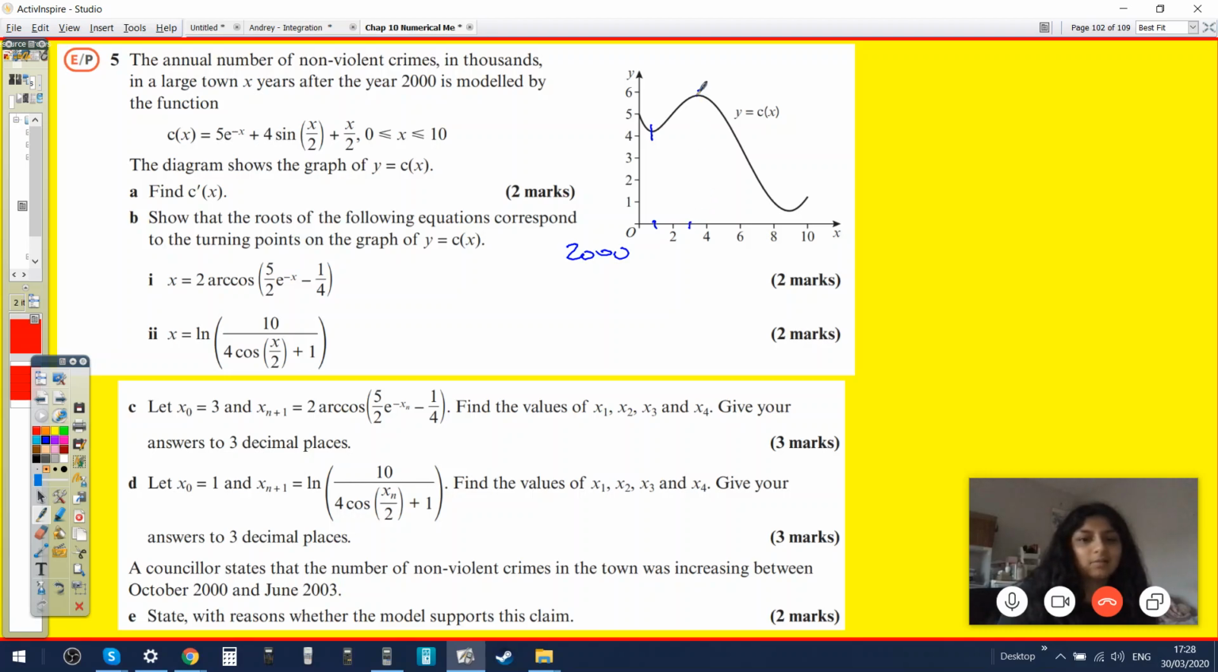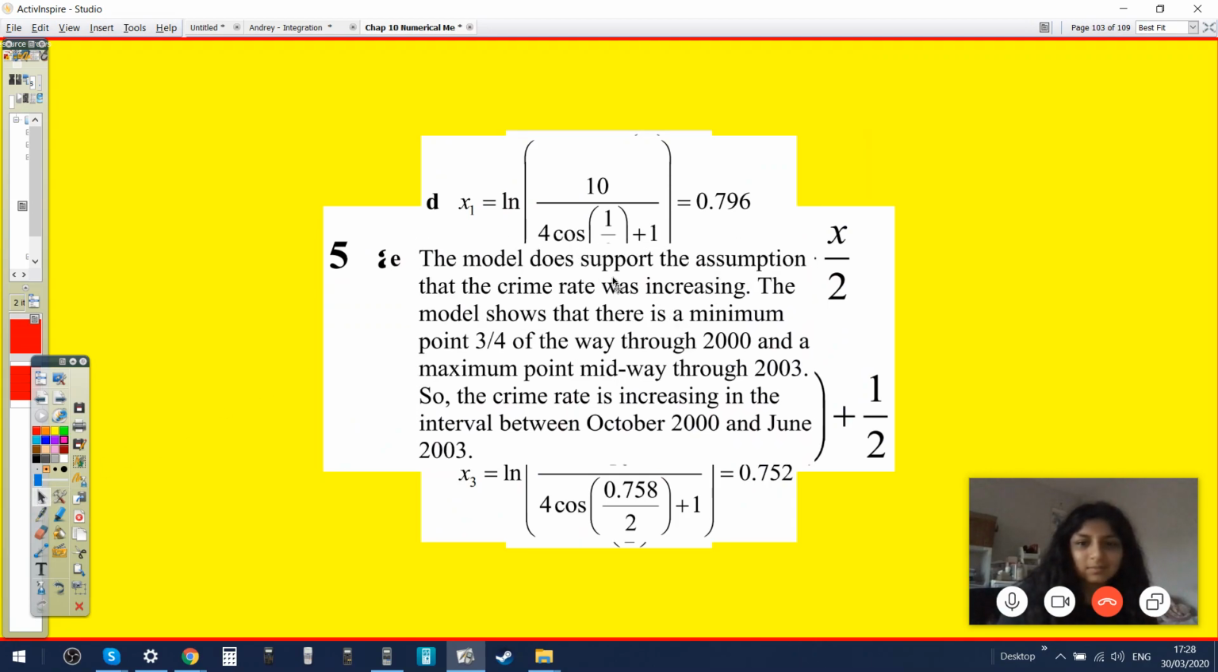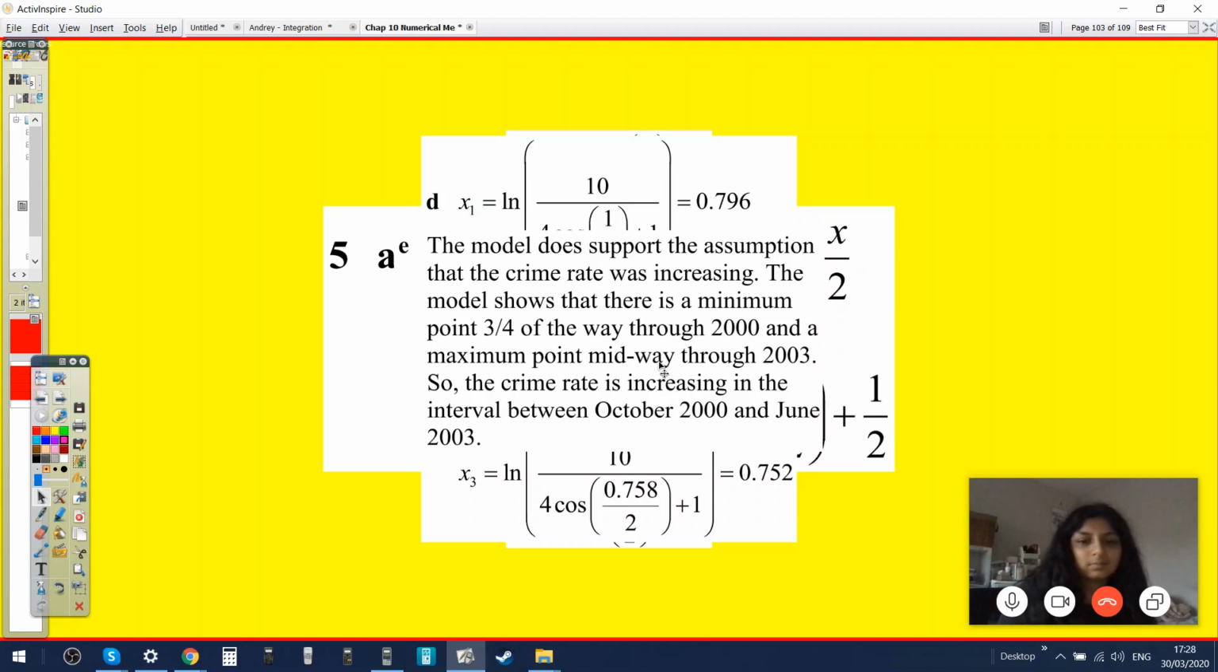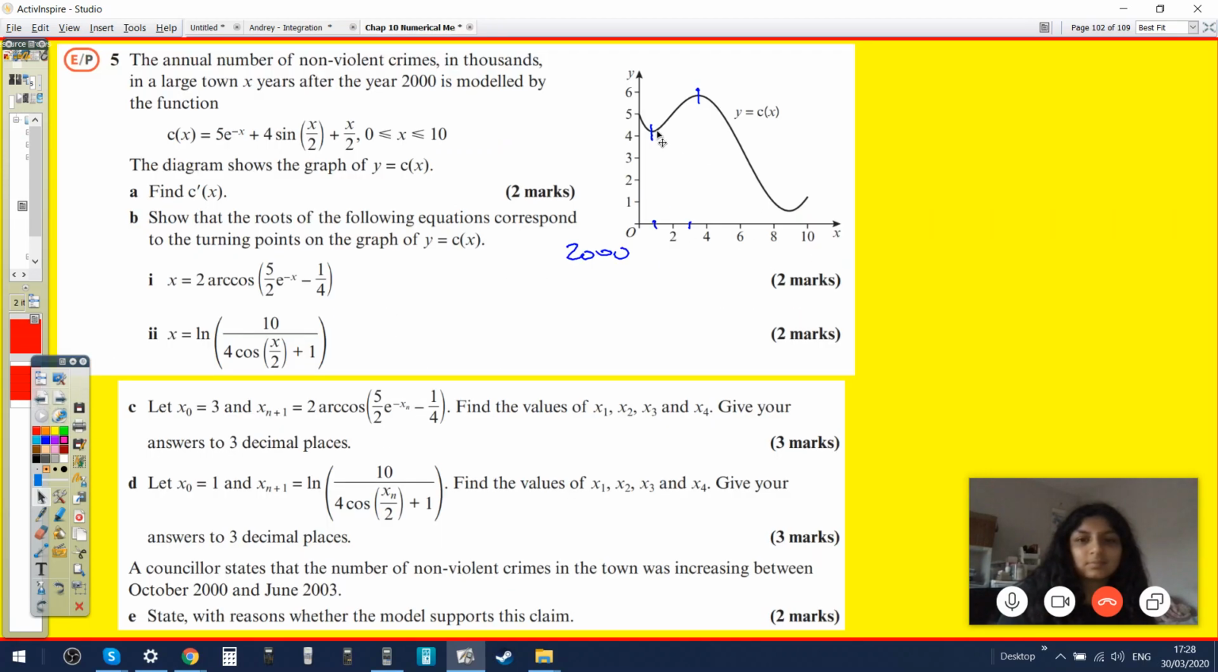So it's probably, yeah: the model supports this claim because the curve has a positive gradient between these times. The model does support the assumption that the crime rate was increasing. The model shows that there is a minimum point three quarters of the way through 2000 and a maximum point midway through 2003. So the crime rate is increasing in the interval. Yeah, there you go. So you'd have to just write that whole thing. All right, great.